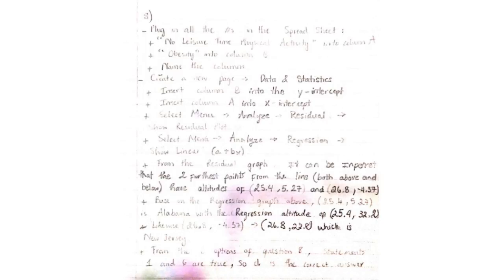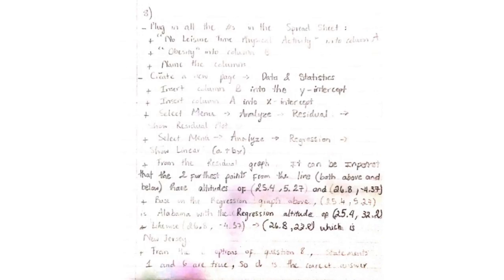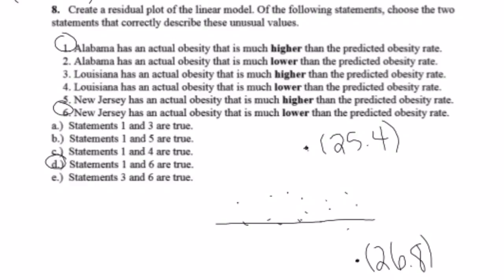From the residual graph, it can be interpreted that the two furthest points from the line, one above and one below, have coordinates of 25.4 and 5.27, then 26.8 and negative 4.37. Based on the regression line, 25.4 and 5.27 is Alabama, with the regression value of 25.4 and 32.2. Likewise, 26.8 and negative 4.37 corresponds to 26.8 and 23.8, which is New Jersey. Then from the 6 options of question 8, statements 1 and 6 are true if you look over them. So that's making D the correct answer.